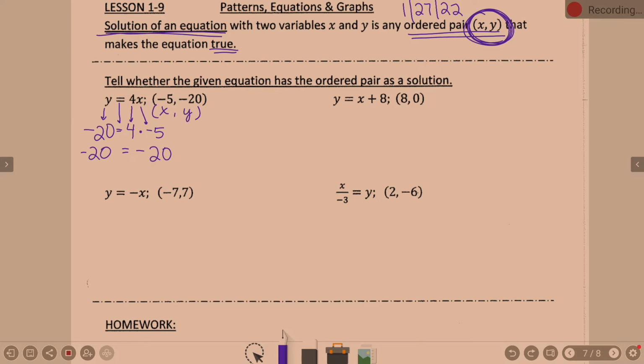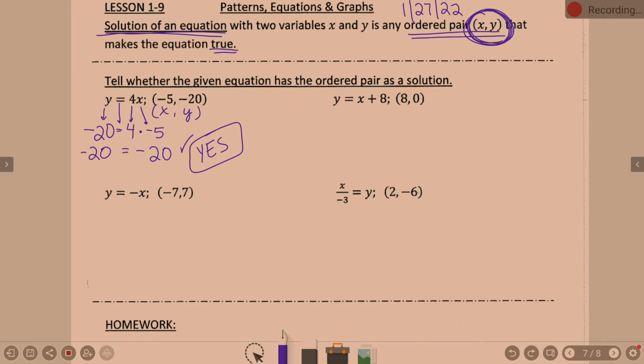So is negative 5, negative 20 a solution? Yes. This came out to be a true statement. So yes, it's a solution. That's really the main thing we're talking about today. It goes right along with 1.8. In fact, I could have just taught it with 1.8, but I decided to make it separate. Okay, let's try the next one.